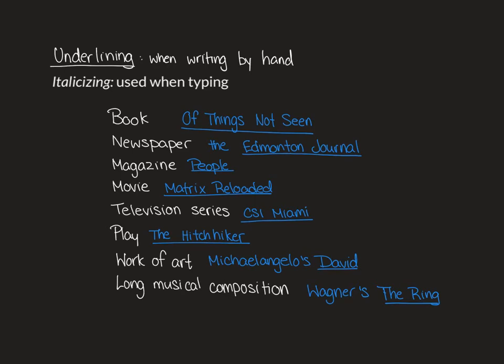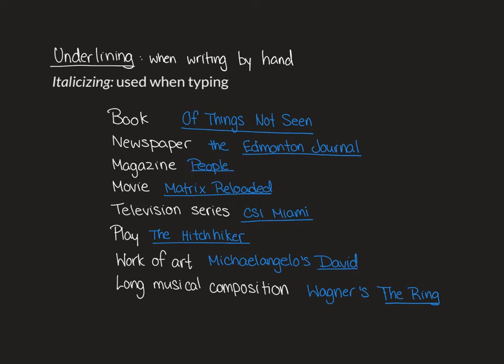I have given you all of these examples in hand, like writing by hand. Your CS book will give them to you in typeface, so you'll see that they're italicized, but I wanted to go through this because there's a few places where not all of the words are italicized or underlined. So the title of the book, Of Things Not Seen, the whole thing is underlined. For the newspaper, the Edmonton Journal, the title of the newspaper is Edmonton Journal, but you usually say the in front of it, which is why it is lowercase and is not underlined.